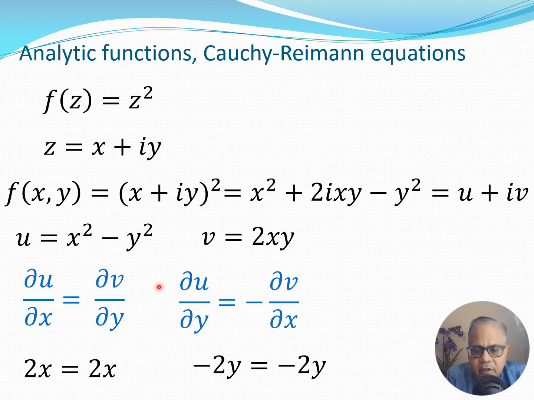Remember, when you take partial derivatives, you treat the particular variable you are differentiating with respect to as the variable. So in the case of du by dx, you consider x as the variable with respect to which you differentiate, and the second variable y becomes a constant. That's how you get these partial derivatives. So here, for example, du by dy would become negative 2y, and again dv by dx would become negative 2y here.